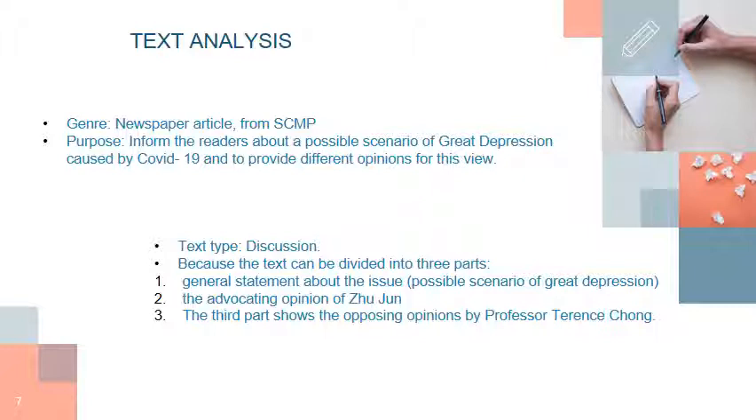Because the text can be divided into three parts. The first part is about the general statement of these issues, scenarios of Great Depression. The second part talks about the advocating opinions, objections, and the last part shows the opposing opinions by Professor Terence Chang.